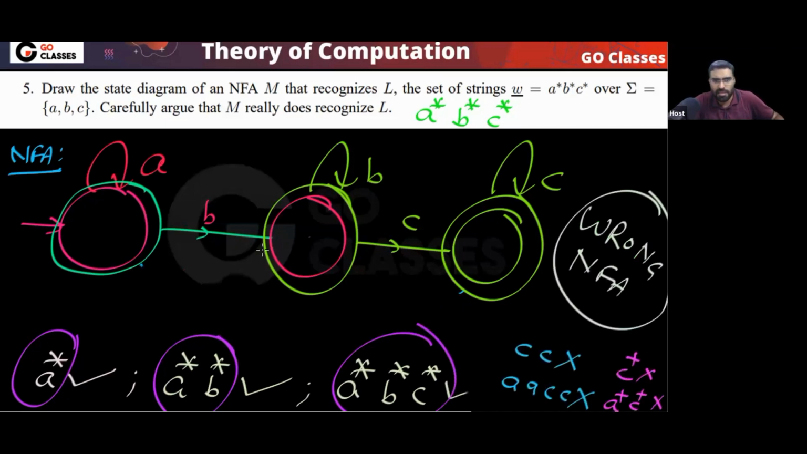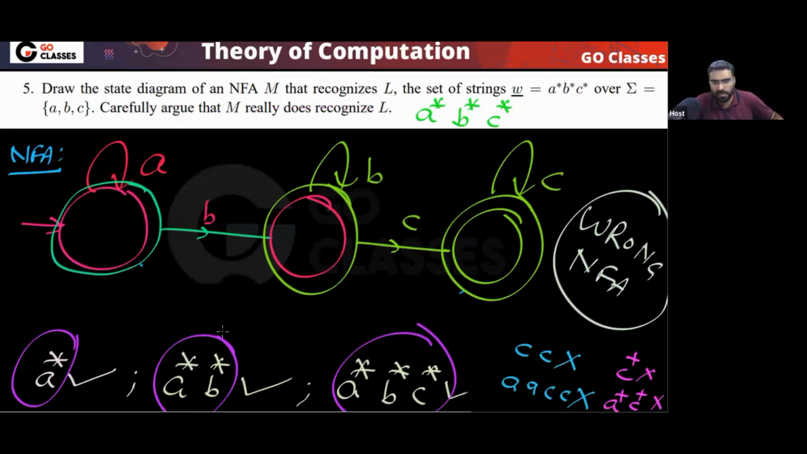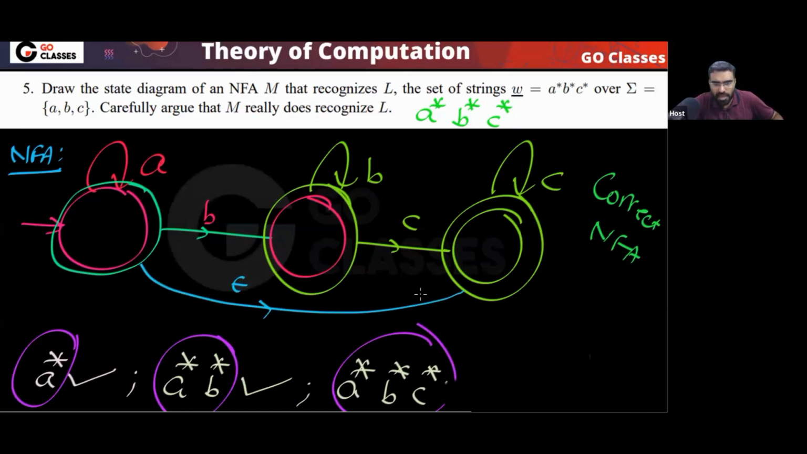Okay, is this clear that here, if you don't make this null move, for example, if you have this NFA, this NFA is the wrong NFA. What is the reason? The reason is these types of strings are not accepted. But you can notice that if you make a null move from the initial state, state number 1, to the final state, state number 3, now every string that should be accepted is accepted. So this is your correct NFA.